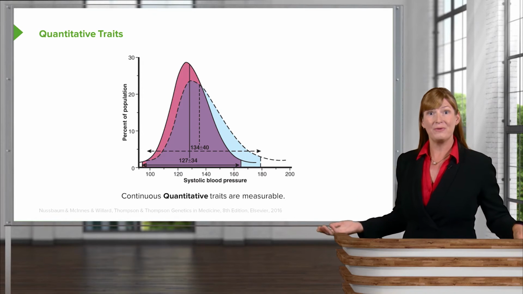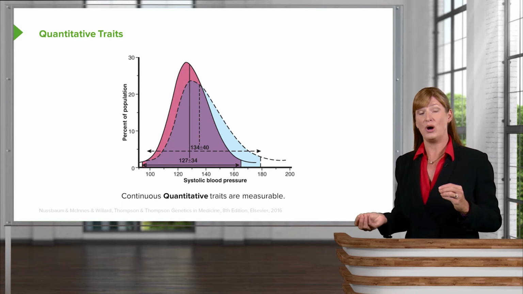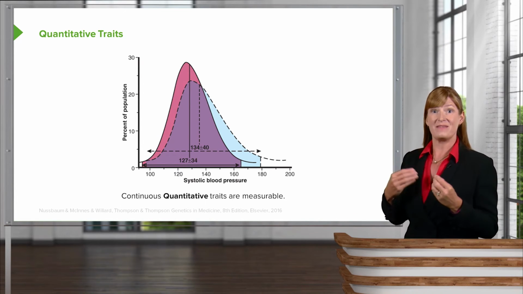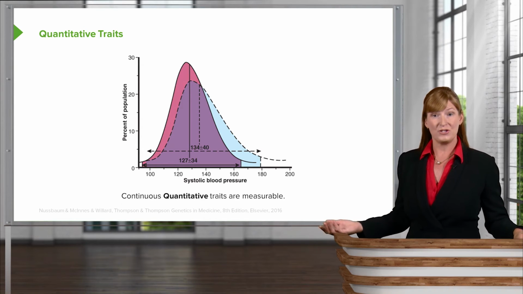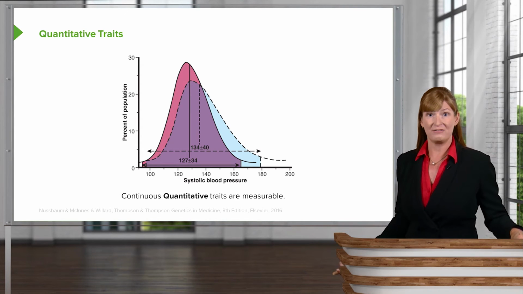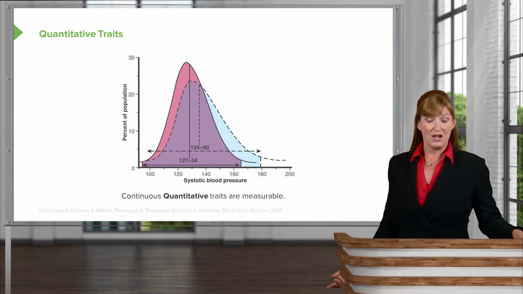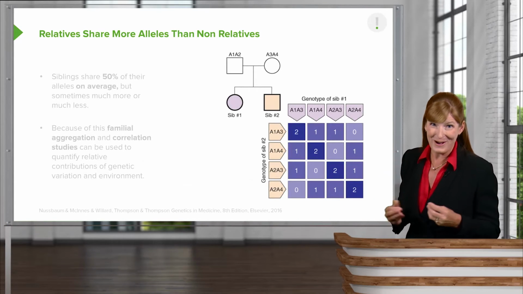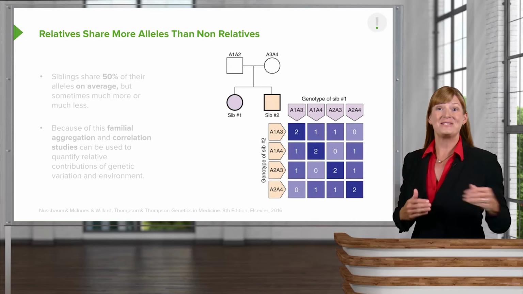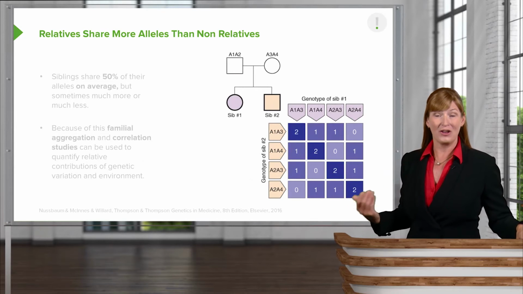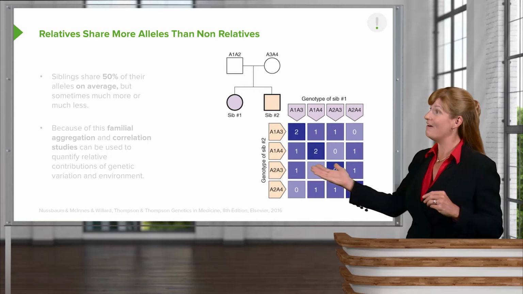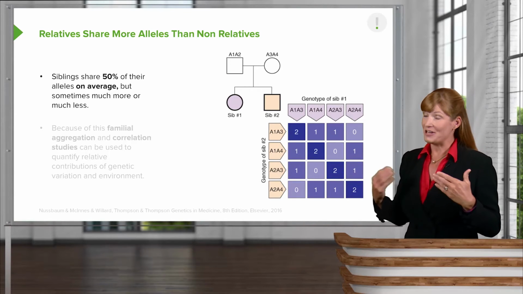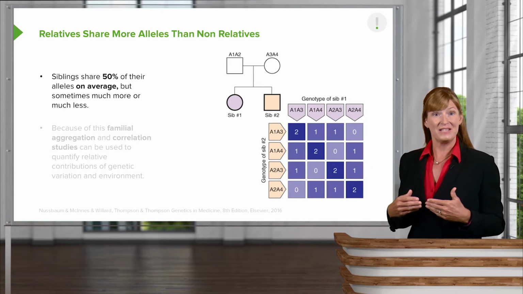And there are different ways that we try to tease apart the genetics from the environment in order to establish the relative contributions of each. So we know, I'm sure we know, that relatives share more alleles than non-relatives. Briefly, we'll cover that siblings generally share about 50% of their alleles.